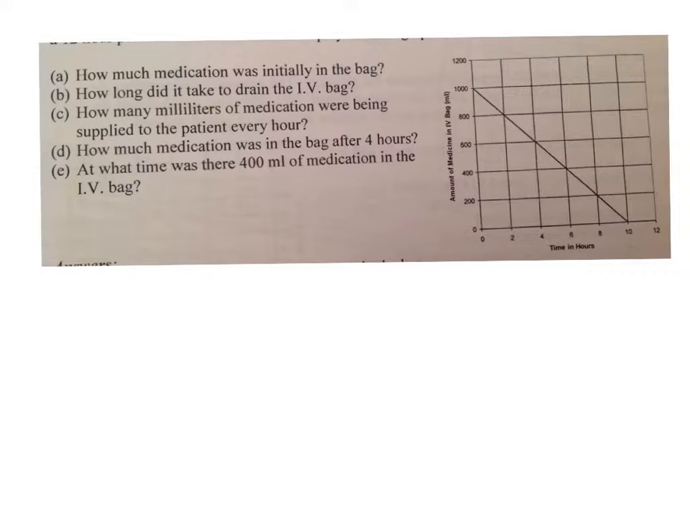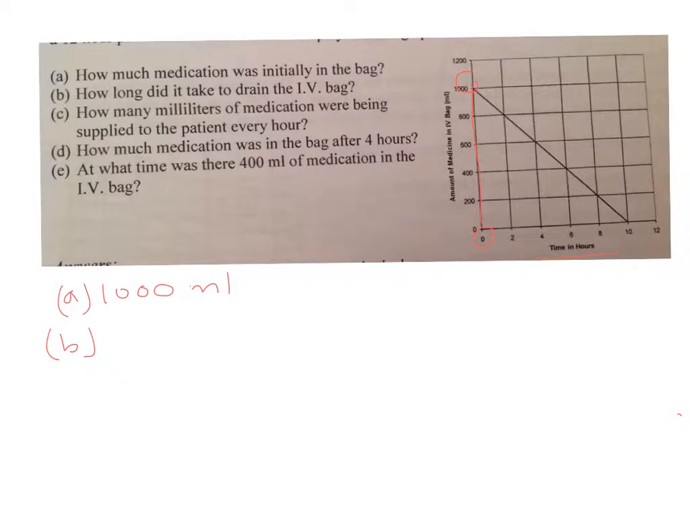So basically, no time has gone by. So when no time has gone by, and we look at the time in hours, that would be when 0 hours have gone by. So when 0 hours have gone by, if we follow up to where the graph starts, there are 1,000 milliliters of medication in the bag. So there's our starting point. That's the start of the graph.